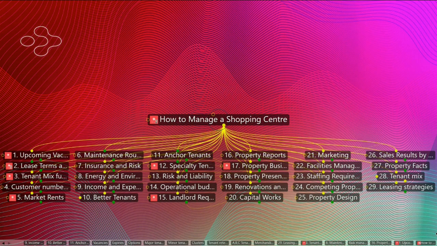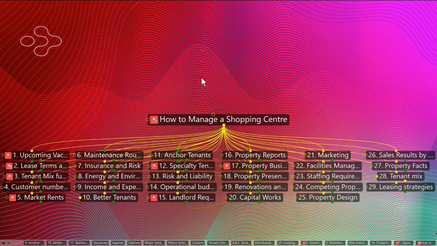From time to time I share various matrices that I create, and this particular one I have used with shopping centres and large shopping centres in different countries around the world. In saying that, this particular matrix was designed for one thing, to show people how to manage a shopping centre and cover off on all of the issues.